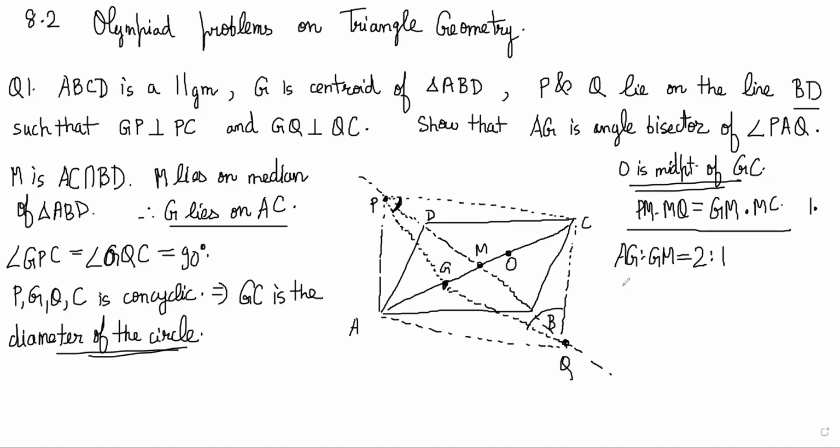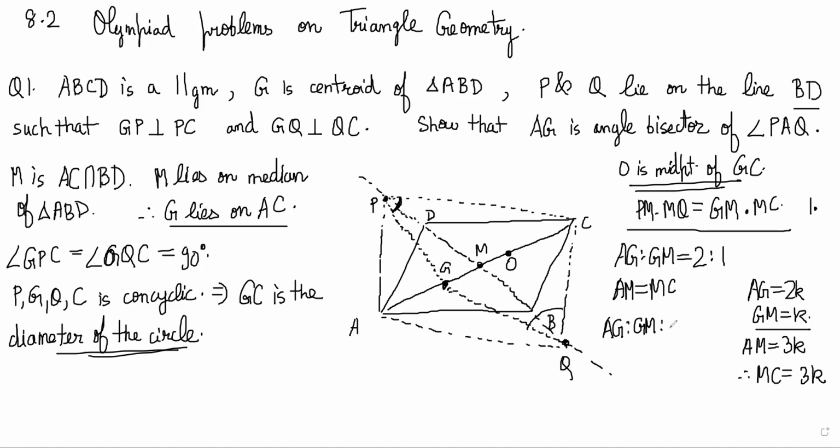We know that AM is equal to MC because M was the midpoint of AC. So if you take AG as 2K and GM as K, the lengths of these segments, AM is equal to 3K. Therefore, MC is also equal to 3K. So AG to GM to MC is in the ratio 2:1:3.